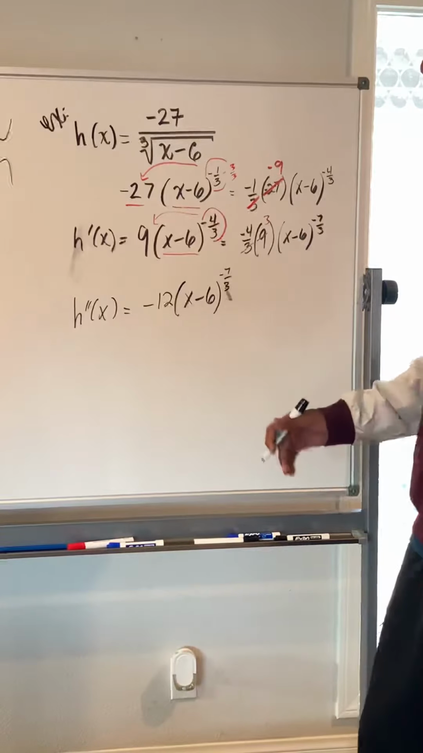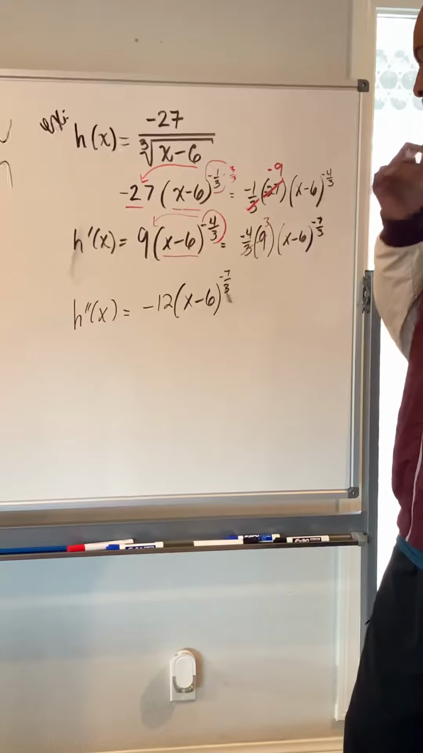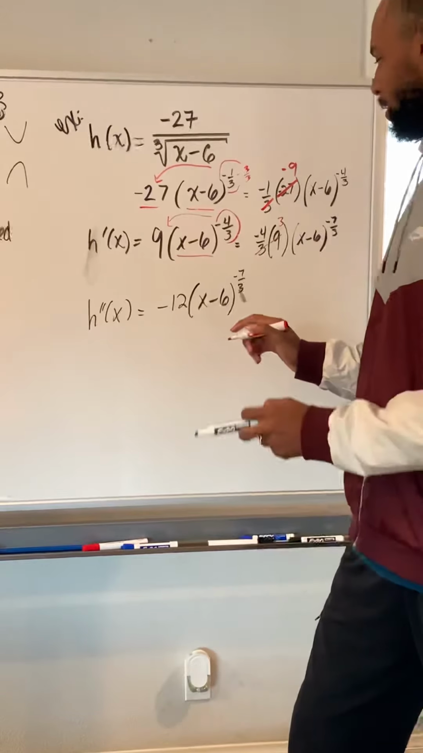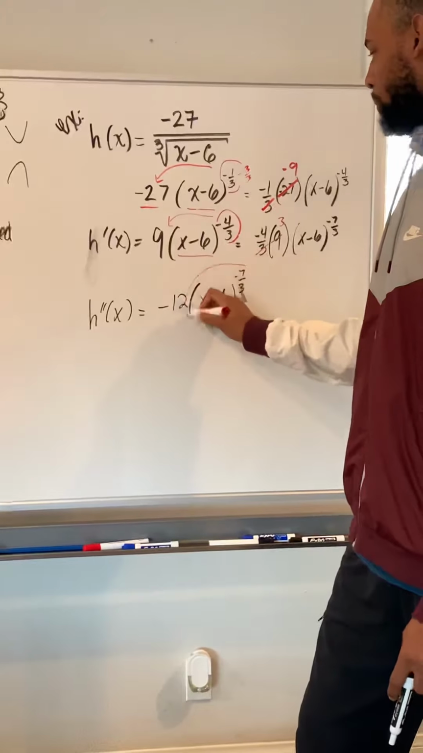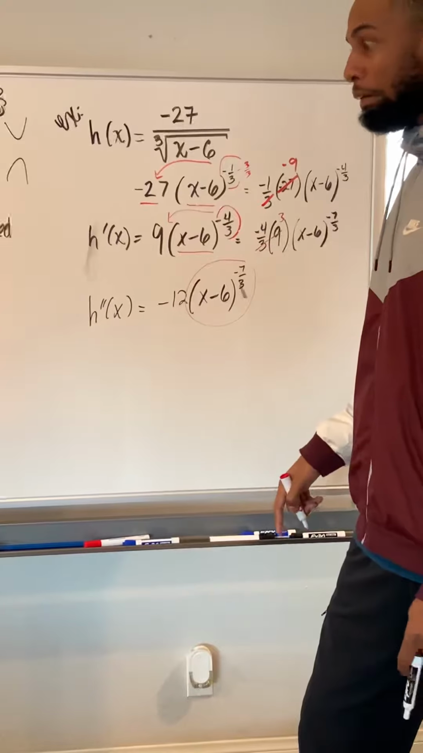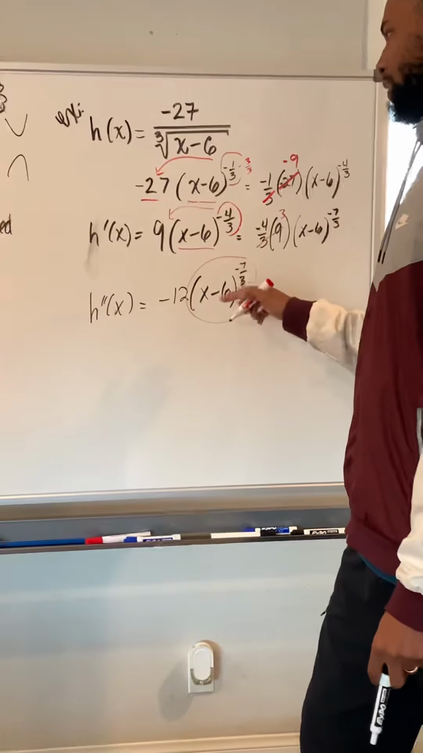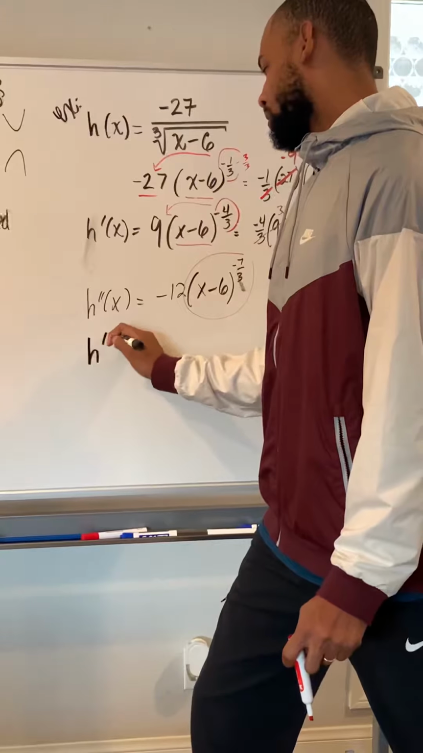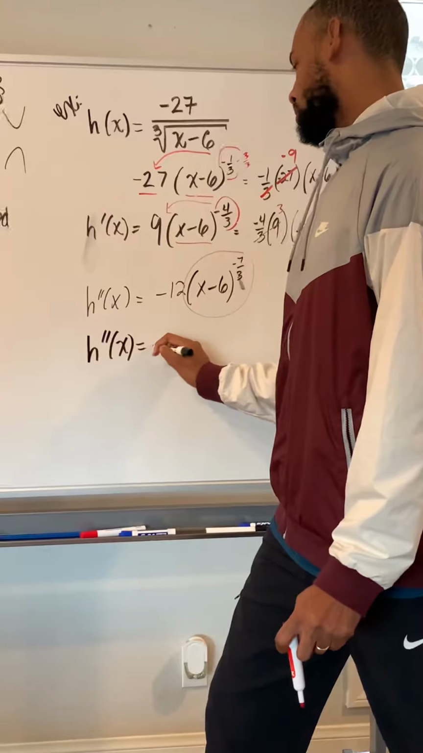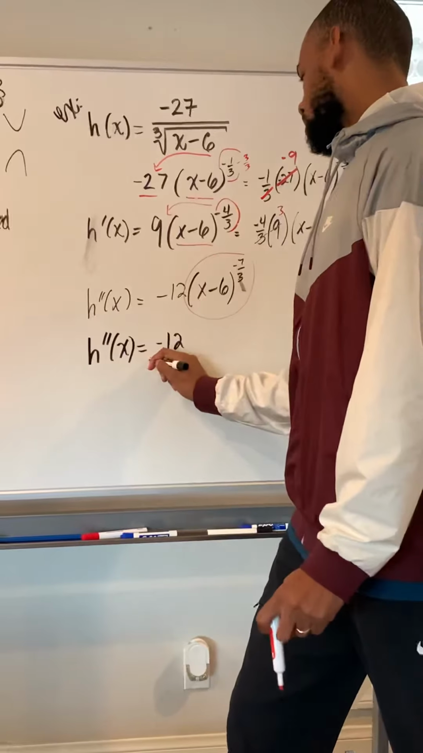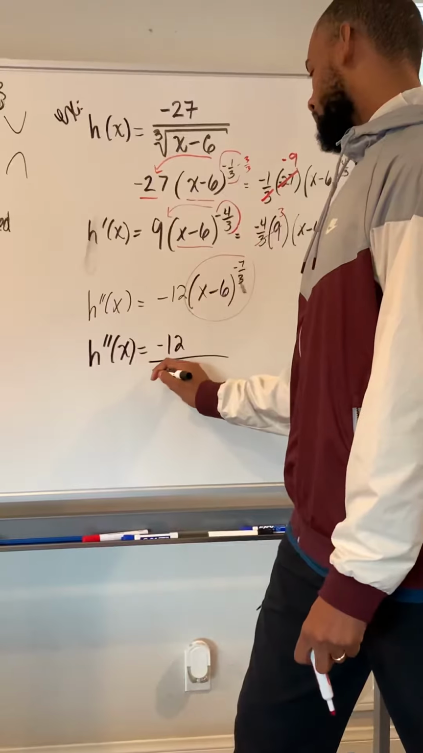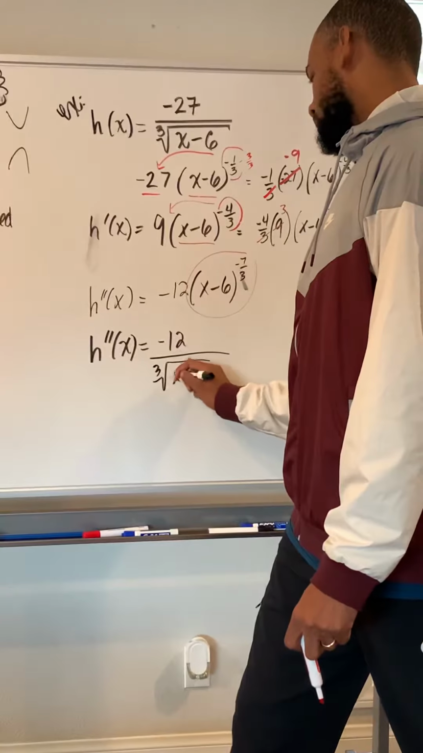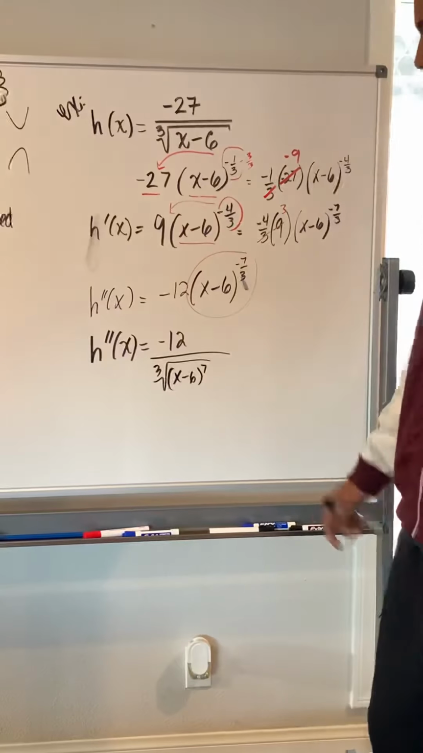Okay, so now I have my second derivative. I'm going to write it back in this form that was up here. So I'm going to put the radical back in it. So since it's negative, that brings this down to the denominator. And then I'm going to write it as a radical. So really, it's h double prime of x equals negative 12 over the cube root of x minus 6 to the 7th power.